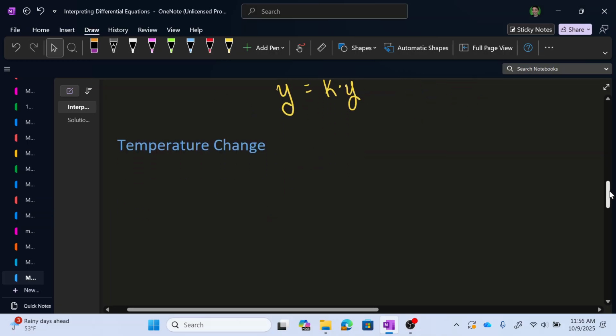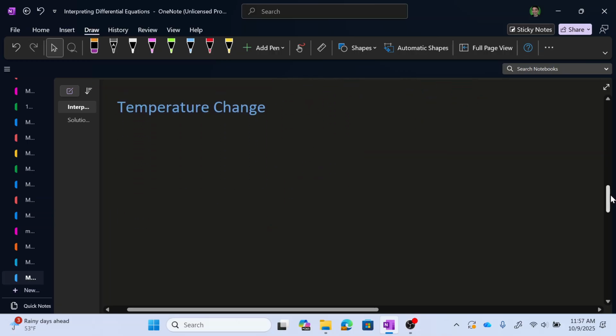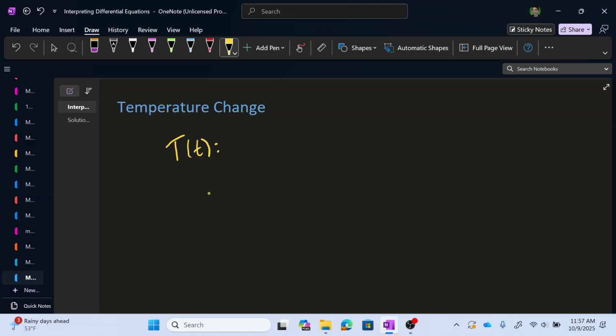Let me give you another example of a differential equation that arises just very naturally from thinking about what happens in a real world situation, what happens physically. So let's explore the differential equation corresponding to temperature change, for example. In this scenario, you might have a function capital T of lowercase t, which is tracking the temperature of an object at time lowercase t.